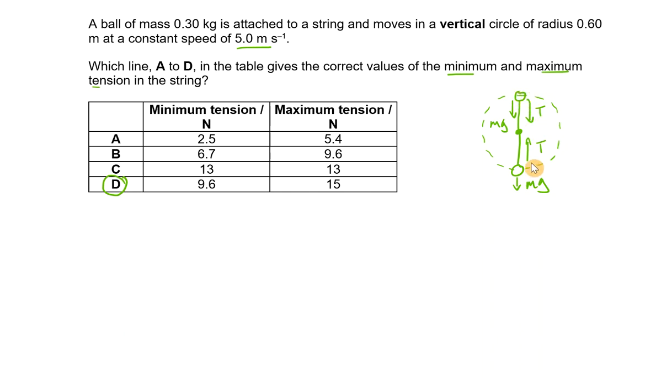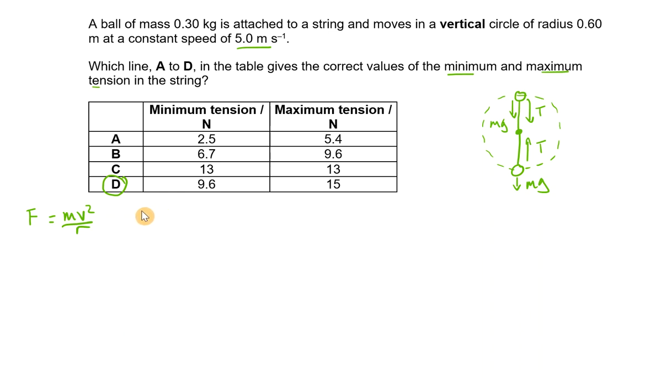Now, in order for this ball to move in a circle, there has to be a centripetal force acting on it. And that centripetal force is going to be the sum of these forces, but we must remember to see whether they are going to be added together, as they are at the top, because they're both in the same direction, or there's going to be the difference between the tension and the weight, as in at the bottom, because they're acting in different directions. So we can say that the centripetal force, which is always acting, is going to be mv squared over r.